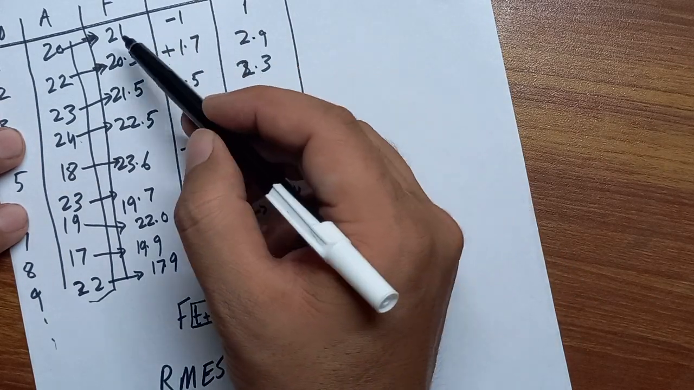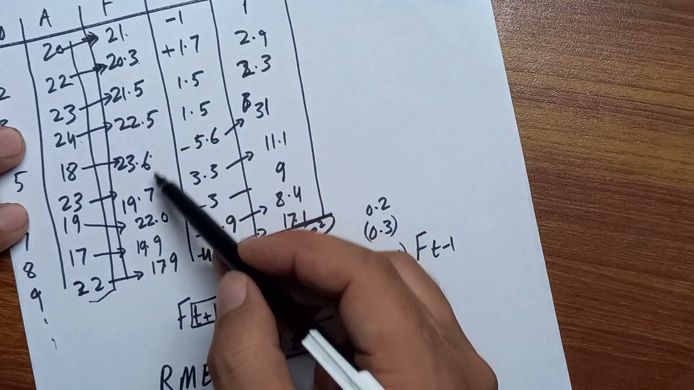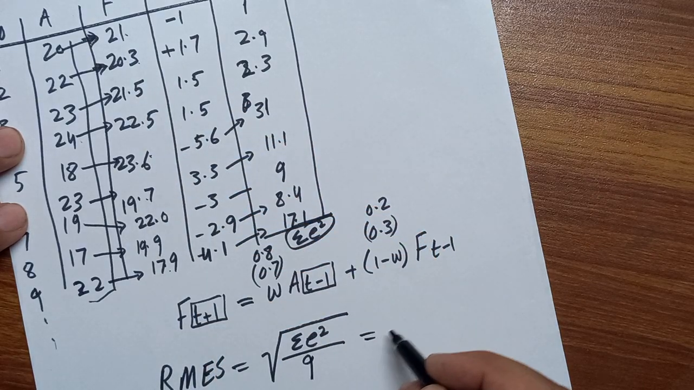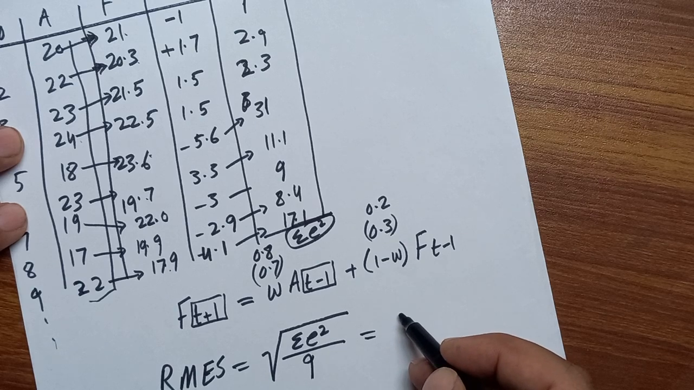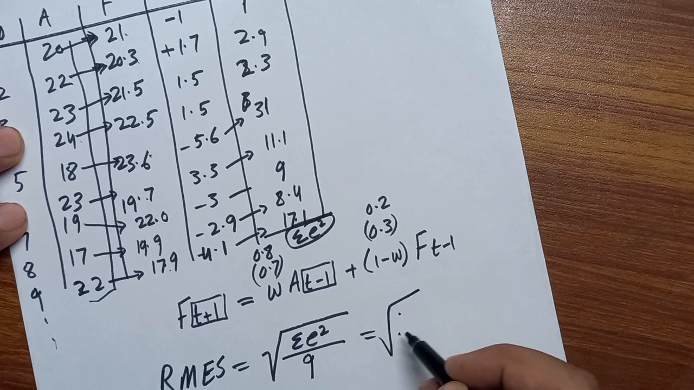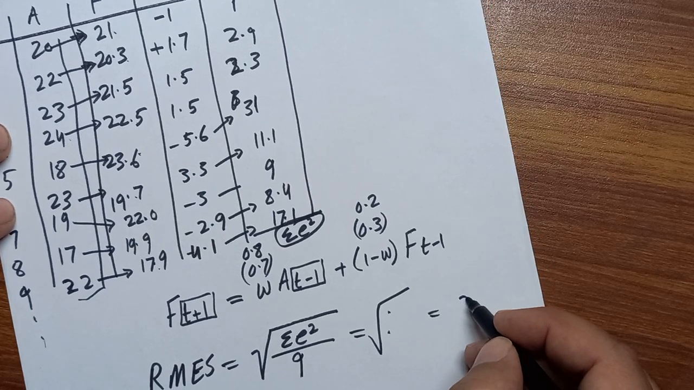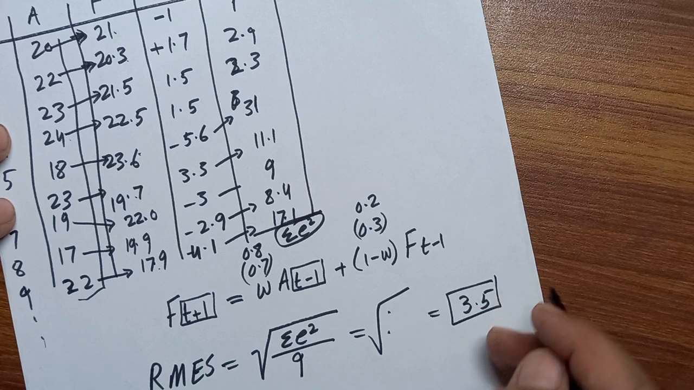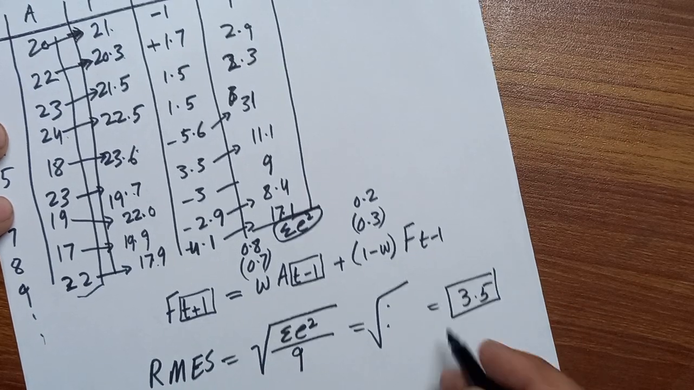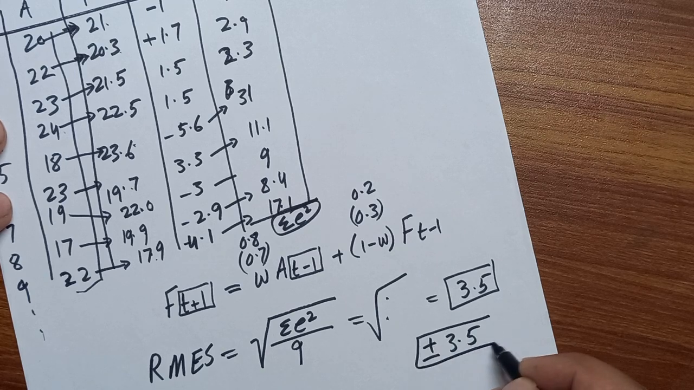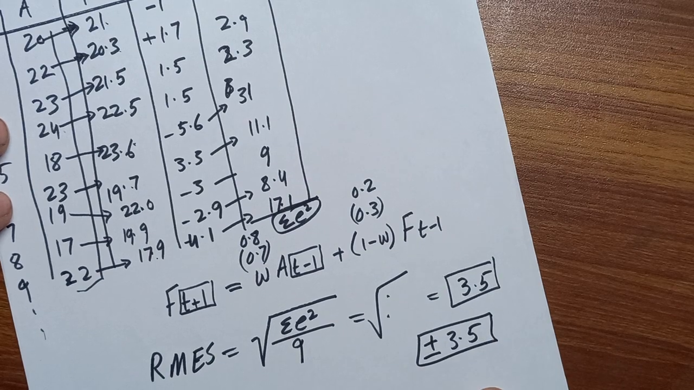How many observations do we have? 1, 2, 3, 4, 5, 6, 7, 8, 9. We have 9 observations here. When we divide and take the square root, we will get some value. Let's say the value is 3.5. Assume this is the value of error. So the error may be positive and the error may be negative. So this is the exponential smoothing.